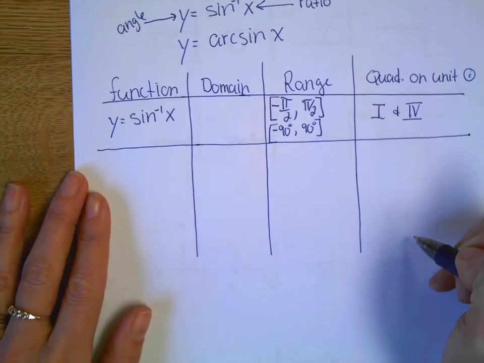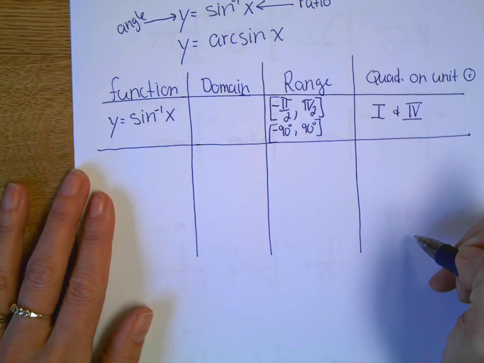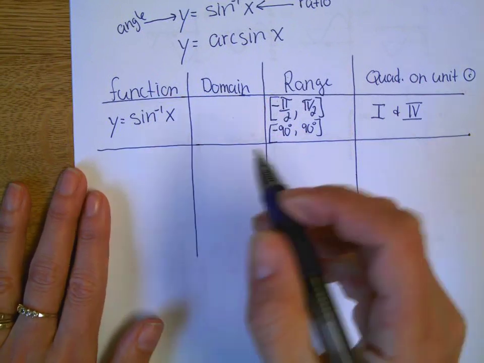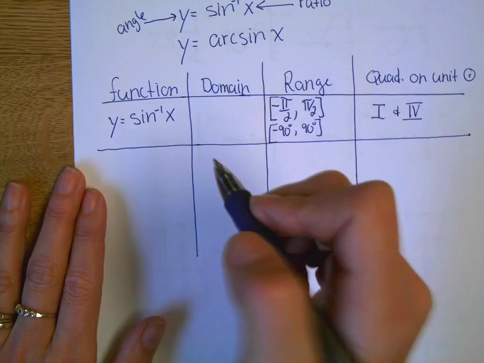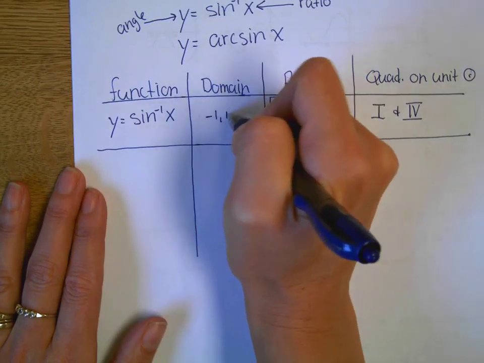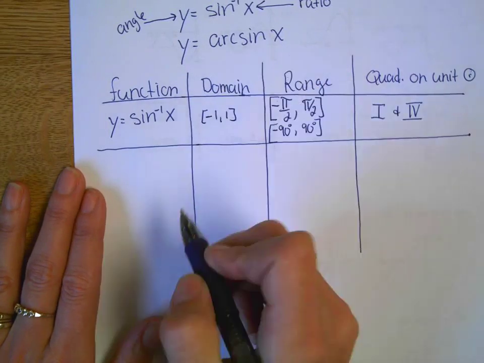I don't care about the domain. You don't care about the domain. And why did we even make a column for it? Well, I just said we're going to leave it blank. It's okay. Well, it's negative 1 to 1, but if you want it, negative 1 to 1. Okay, there you go.